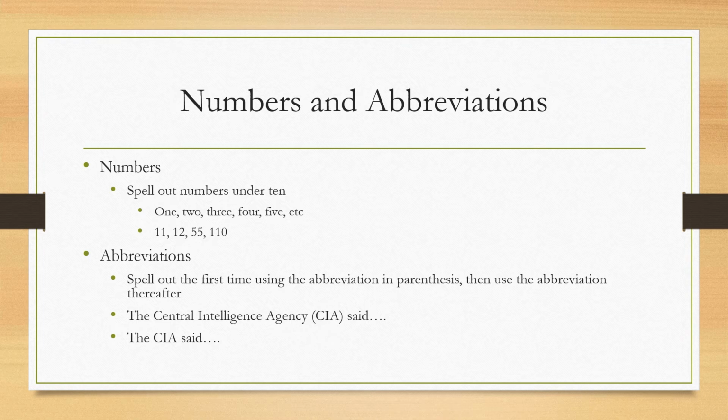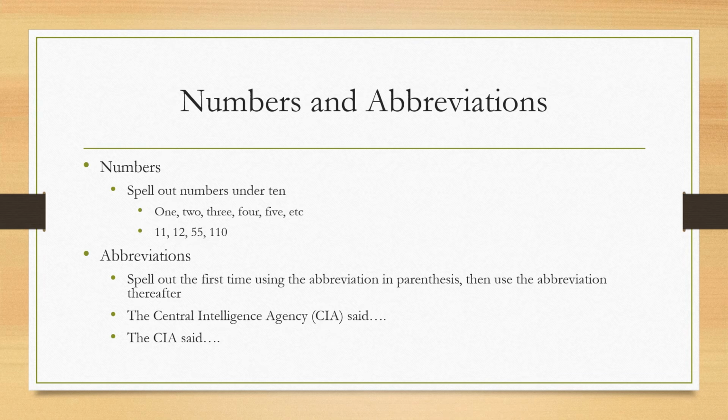For abbreviations, you want to spell out the abbreviation the first time, and then you will use parentheses to put the abbreviation in after the first spelled out word, and then you will use the abbreviation thereafter. So as an example, the Central Intelligence Agency, parentheses, CIA said, and then after that you can just say CIA because now you have identified what it is.